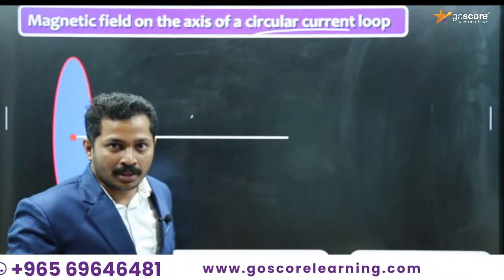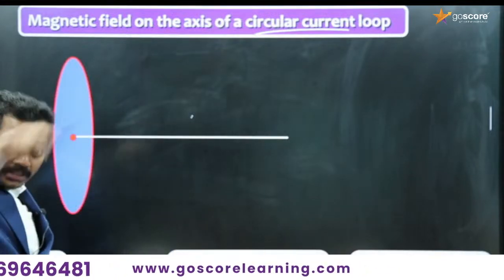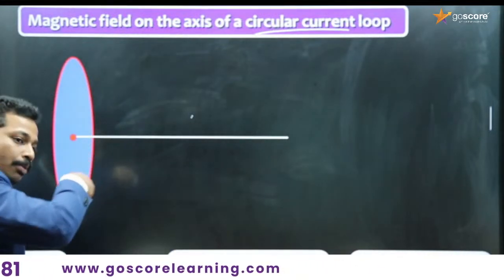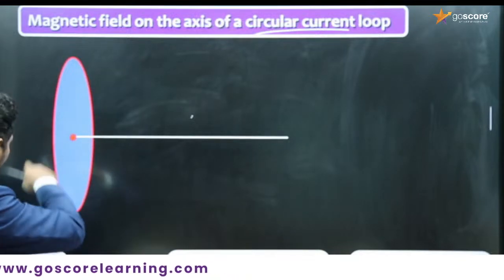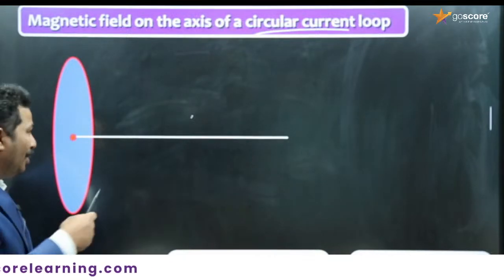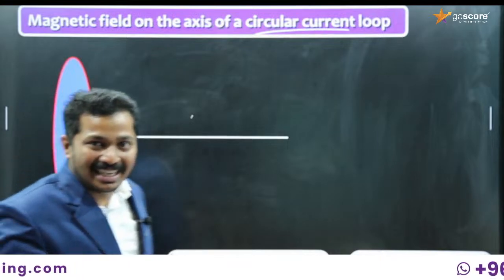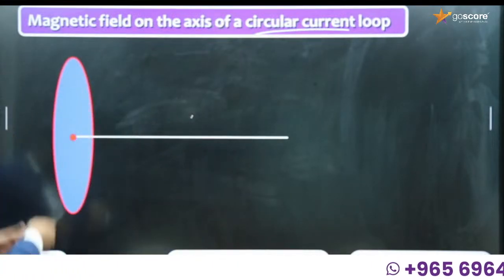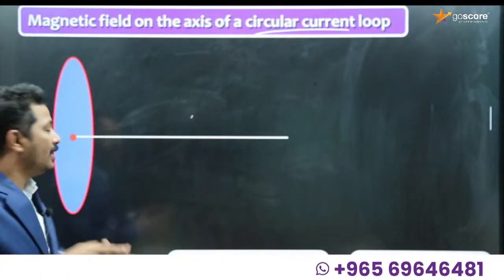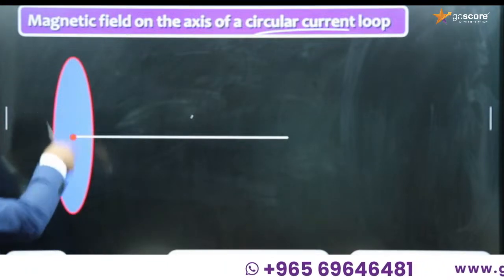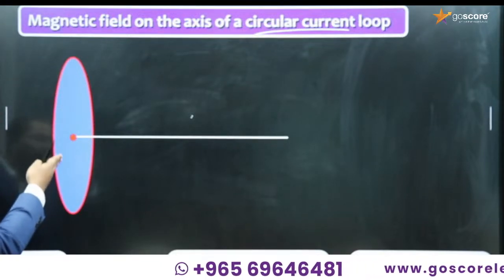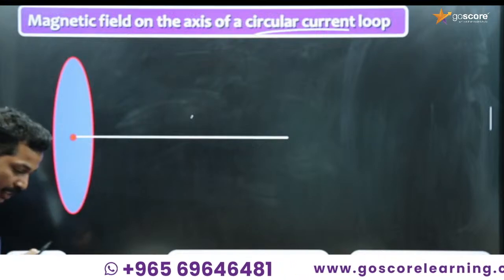One more thing, the half portion, the semicircular portion of this loop, is behind the board. But we are able to see the full portion, right? No problem. For demonstrating it easily, I have drawn the full portion on the board. But just imagine that half of the current loop is behind the board and half of the portion is in front.